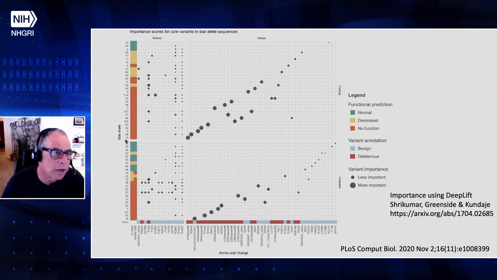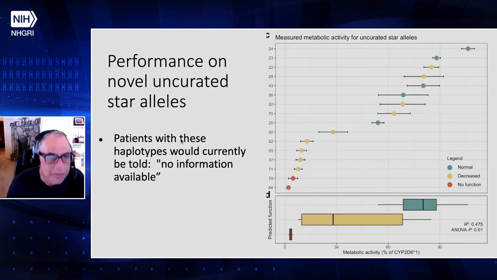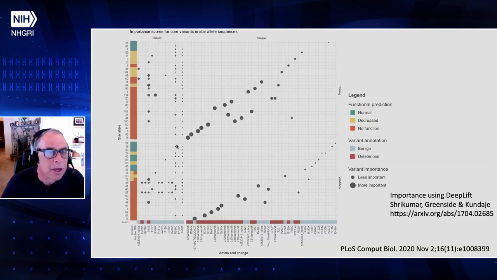So just to take one, star allele 15, which was red, the dominant feature that drove that red prediction is this big black ball here, which is a frame shift at position 47. So at least we can tell our biologists something about what's driving these predictions, which is of course quite important where deep learning can be somewhat inscrutable.